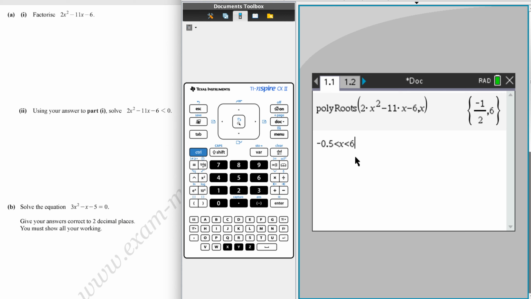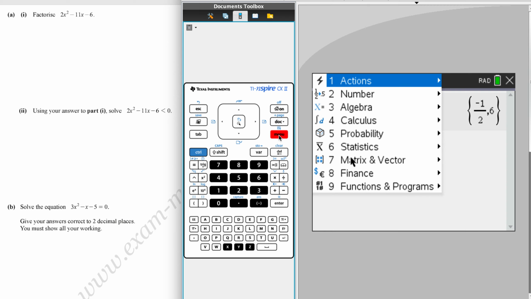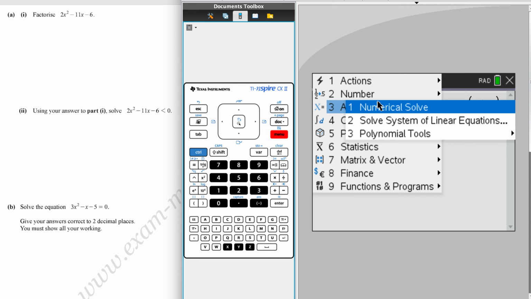Okay, and then part B, solve the equation. All right, give your answer correct to 2 decimal places. This is a hint that you need to use the formula: negative b plus or minus the square root of b squared minus 4ac, and everything over 2a. If you want to use the calculator, we can use the calculator to check, because they want to see the working.